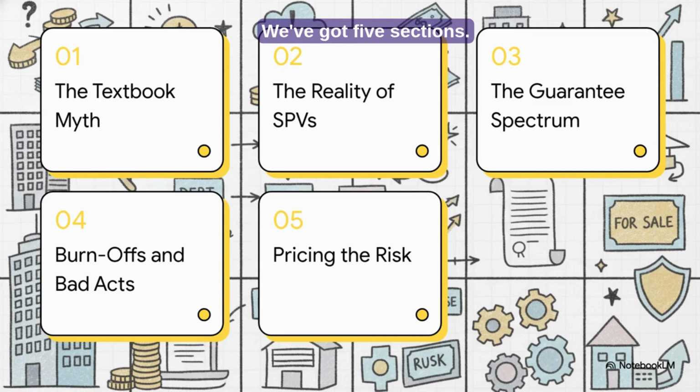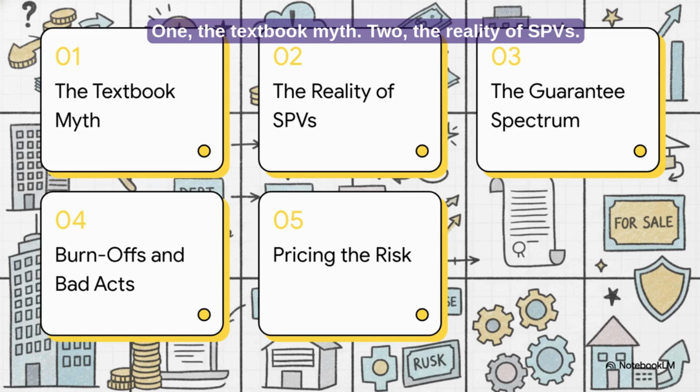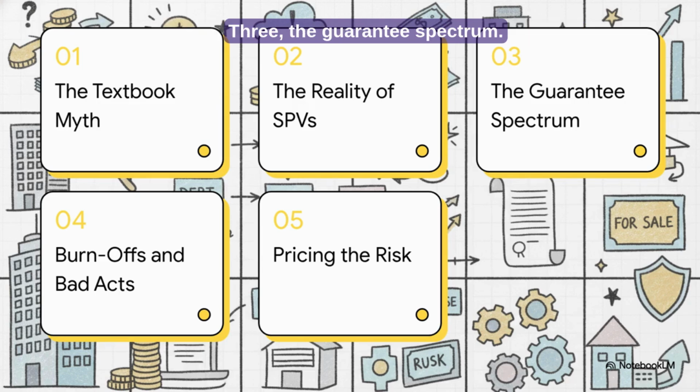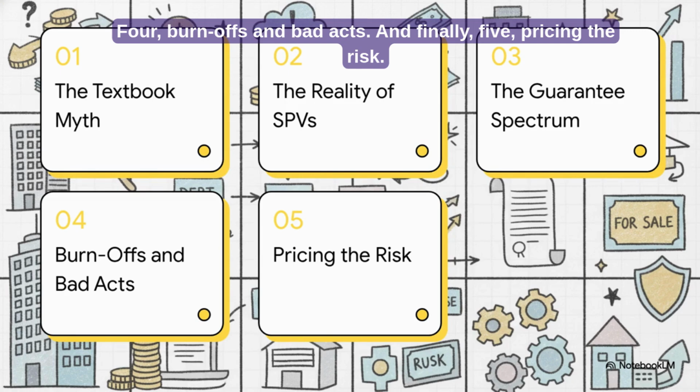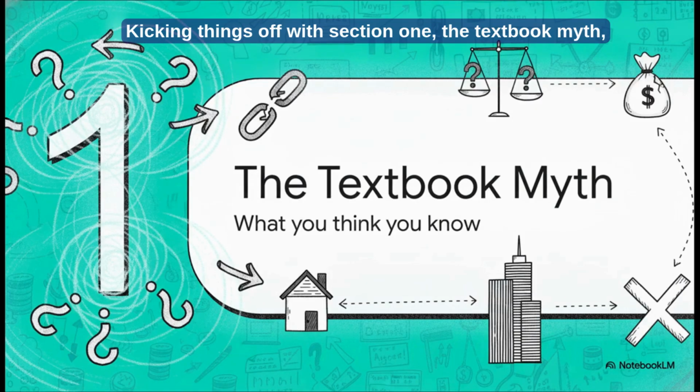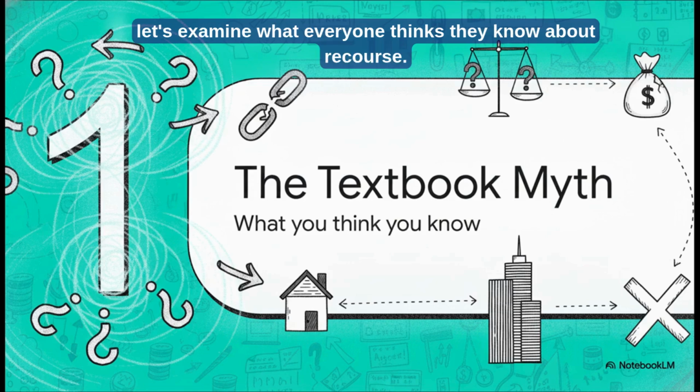We've got 5 sections. 1. The textbook myth. 2. The reality of SPVs. 3. The guarantee spectrum. 4. Burn-offs and bad acts. And finally, 5. Pricing the risk. Kicking things off with Section 1, the textbook myth. Let's examine what everyone thinks they know about recourse.